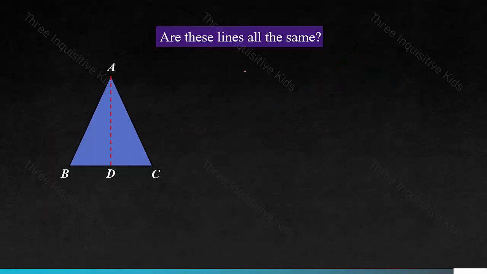Are these lines the same line though? So we have the angle bisector, the height, and the median. But are these lines actually the same line on an isosceles triangle?